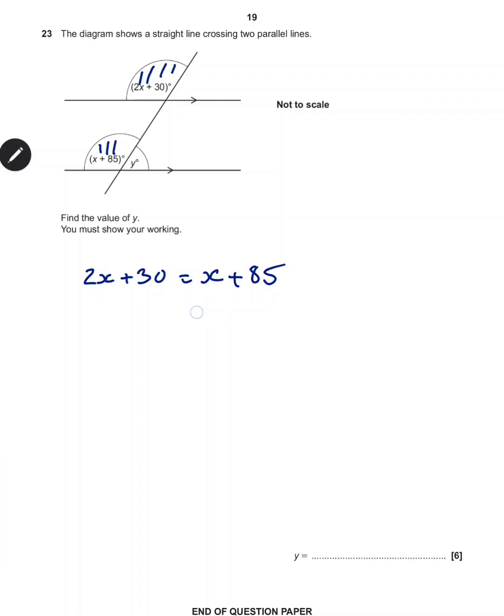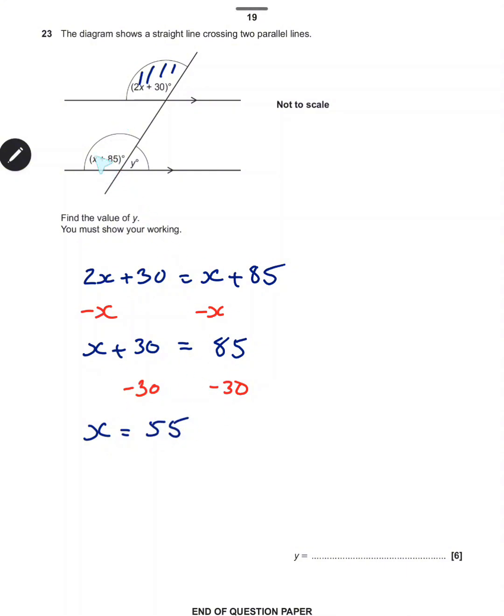Now we can solve this equation. First thing to do, get rid of your smallest x's. So take x from both sides. You're left with x plus 30 equals 85. Next step, take 30 from both sides. And we end up with x equals 55. So we've solved the equation and we've worked out that this x up here is 55. And if we know that x is 55, we can work out this entire angle. 55, add 85. 5 add 5 is 10, 8, 9, 14. That entire angle there is 140 degrees.